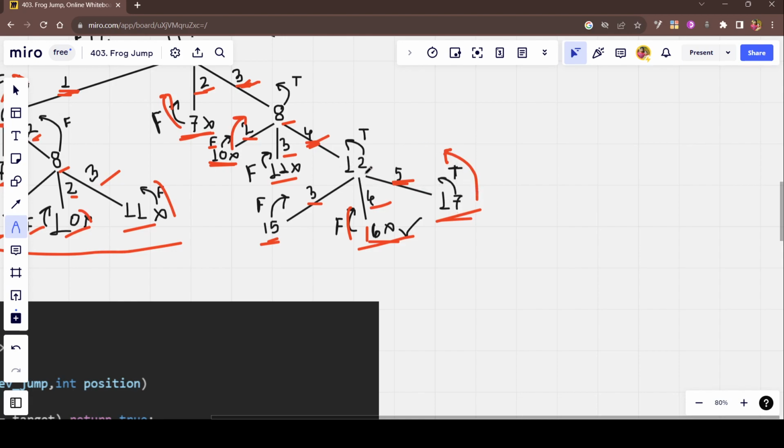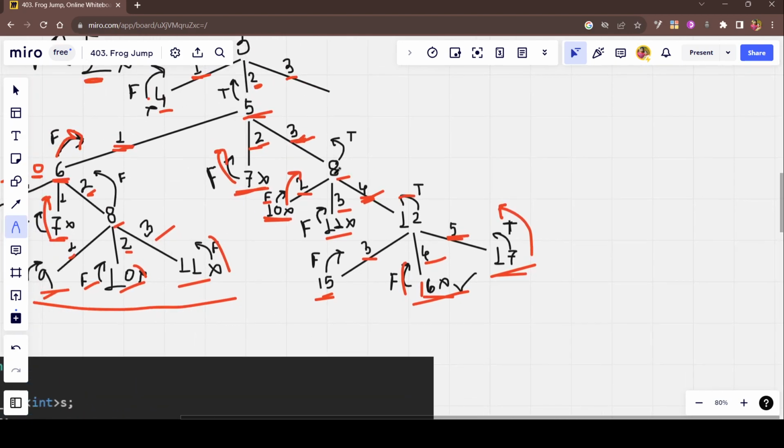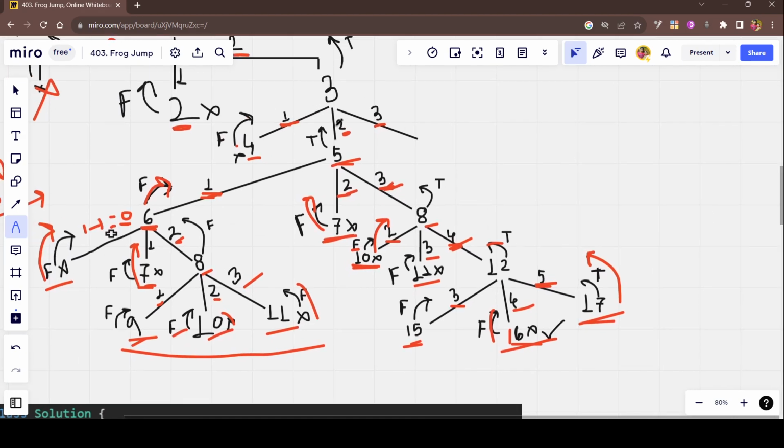That's why I will return true: false, false, true. There is one path we can follow to go to 17. That's why I am returning true, that it is possible. I have one path by which I can go to the last index. That's why it is true. Now, if it is true, it will return you true.